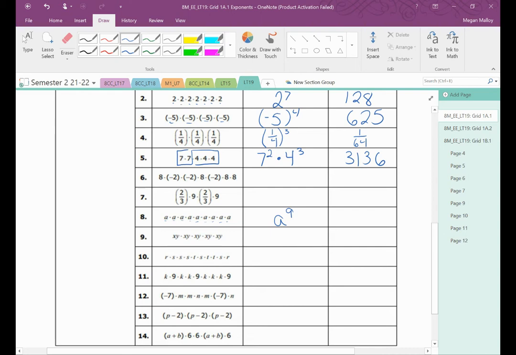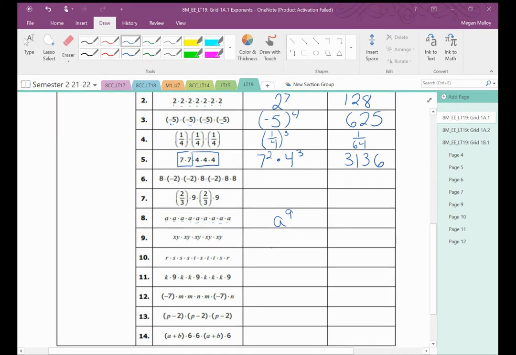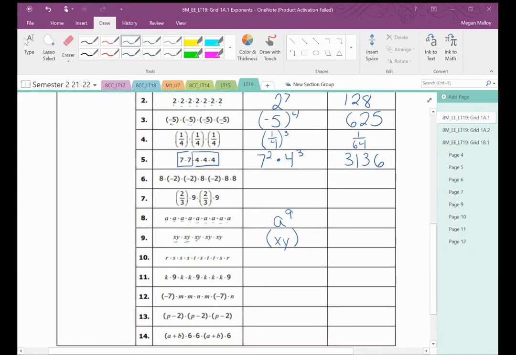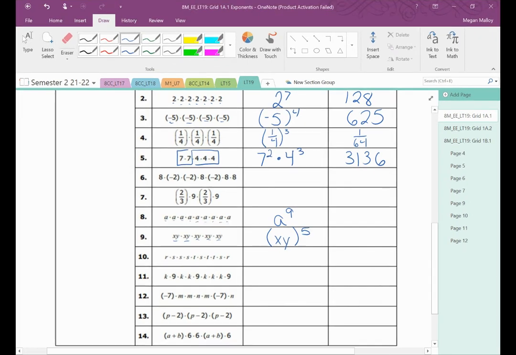Number 9 is interesting because notice how you have x times y together. You don't have to split it up as x raised to a power and y raised to a power. We can keep x, y grouped as a singular base, and it is multiplied by itself 1, 2, 3, 4, 5 times.